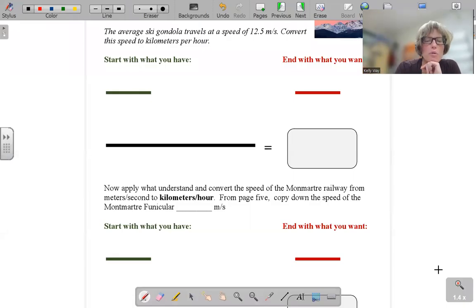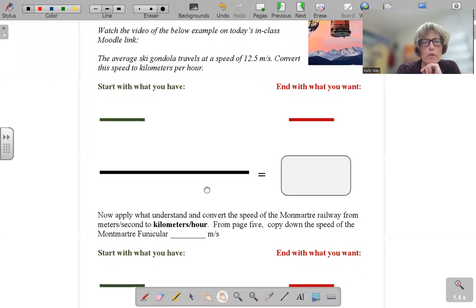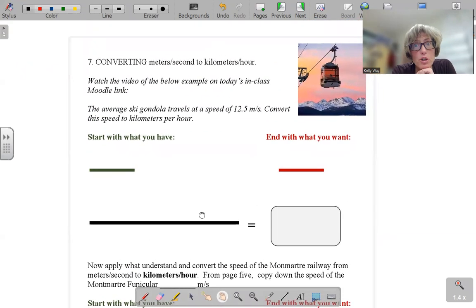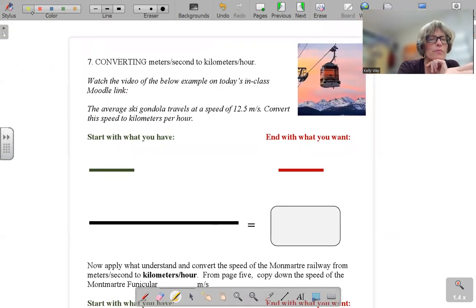Students, we're going to do a sample problem, learning how to convert from one speed to another. It says the average ski gondola travels at a speed of 12.5 meters per second. Convert this speed to kilometers per hour.